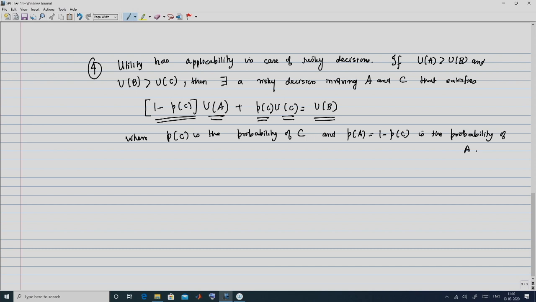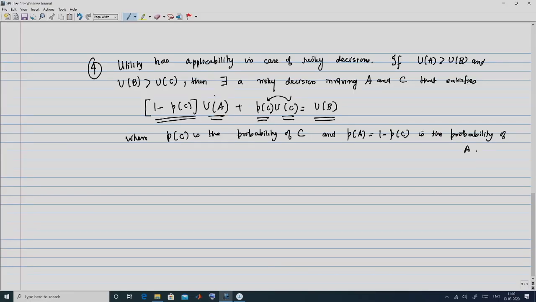So this is something like we look at an investment and we find that amongst the three investments, the utility of the investment B here is equivalent essentially to the expected utility. Remember that this is the utility into the probability, and this is the utility of A with the probability of A. So this is the expected utility of A and C. So the utility of B can be written as a combination or as the expectation of the expected utility of A and C.